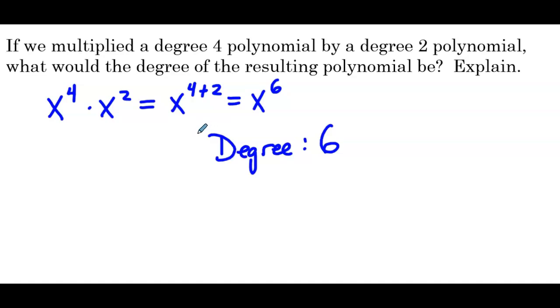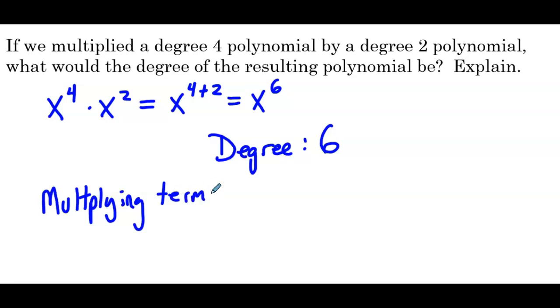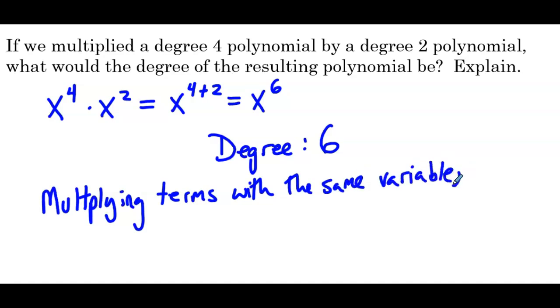And what's our explanation here? Well, if we're multiplying two expressions with the same variable, we add the exponents. So multiplying terms with the same variable, we add the exponents.